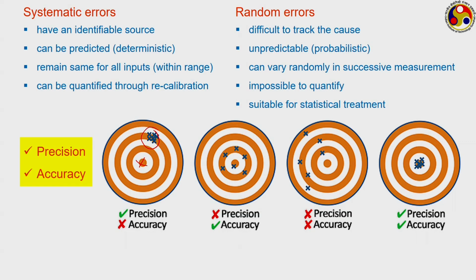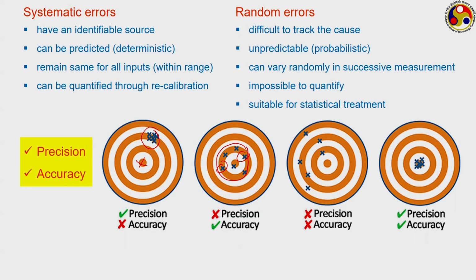Whereas, look at the second case. Here all are quite close to the desired value, but they are quite a bit scattered. This one is on one side, and this is on the completely other side of the target. So, it is much more accurate compared to the previous case, but it is not precise. That means the systematic error may be quite low, but there are random errors in successive measurements.